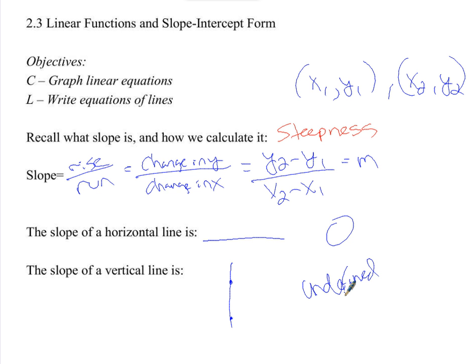You guys have to keep these straight. You have to know that a horizontal means this, and a vertical means this. And you also have to know that horizontal, meaning this, has a slope of 0. And vertical, meaning this, has an undefined slope. It's not no slope. This is no slope. This is undefined slope.